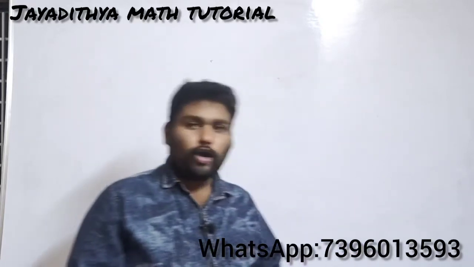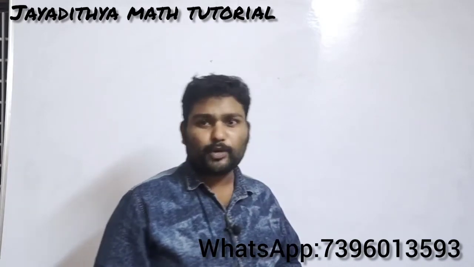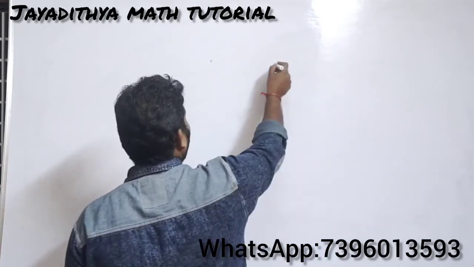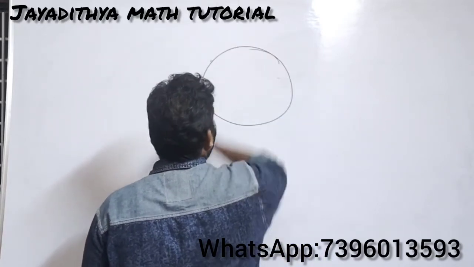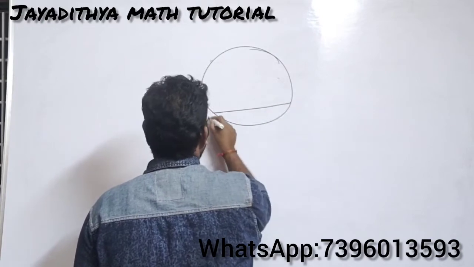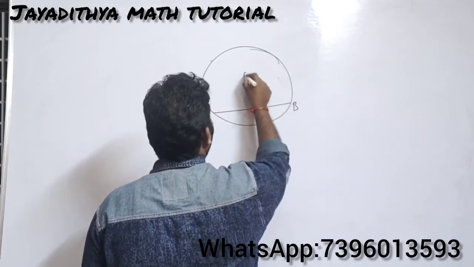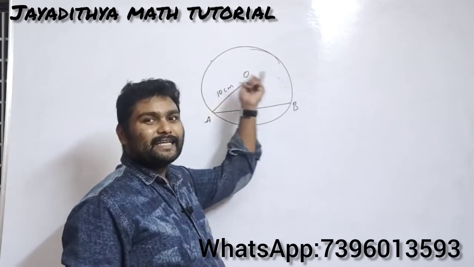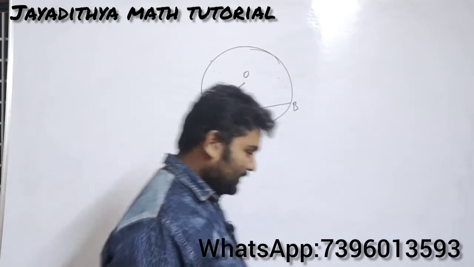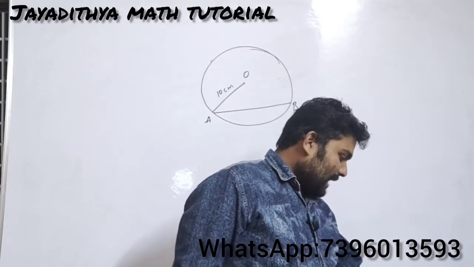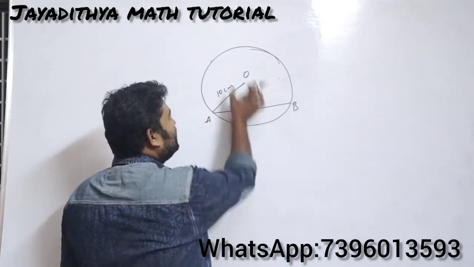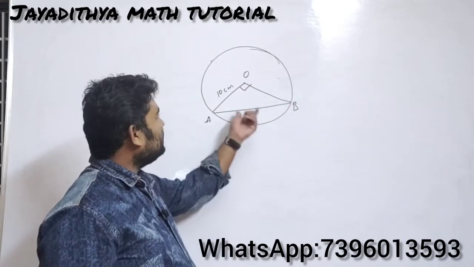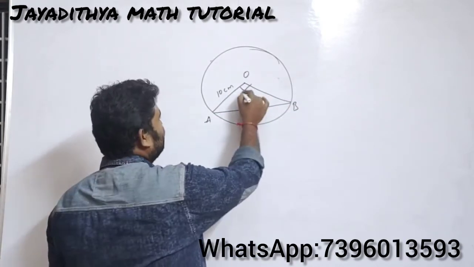So see here, this is the first problem of your exercise 3. A chord of a circle of radius 10 centimeters. So there is a circle, and in that you have a chord, and it is given that the circle's radius is 10 centimeters. The chord of a circle of radius 10 centimeters subtends a right angle at the center. So this chord is subtending a right angle at the center. That means here the angle is 90 degrees.